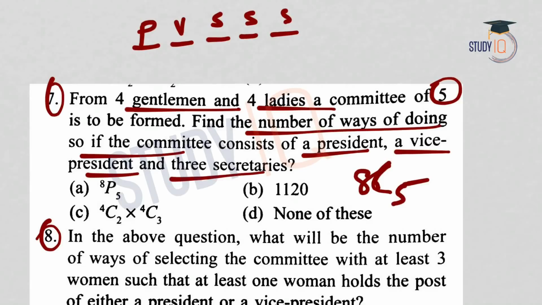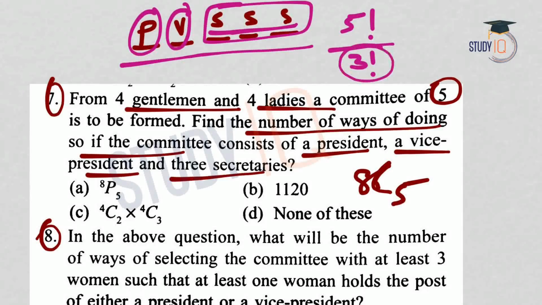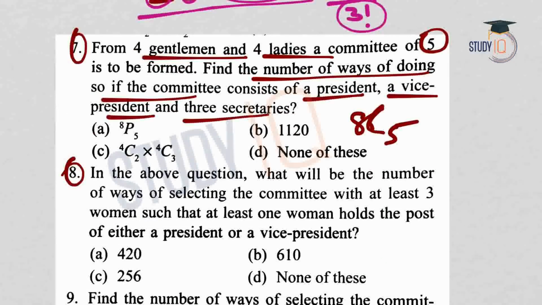Okay, so you can clearly see this is a different place, this is a different place totally, this is a different place, but these 3 are actually the same. Okay, now if it was PVSSS, how many ways can you arrange this? See, you can clearly see 3 are alike. Okay, so your answer is going to be 5 factorial divided by 3 factorial. Why divide by 3 factorial? Because 3 are alike. It is very much the same in this case also.